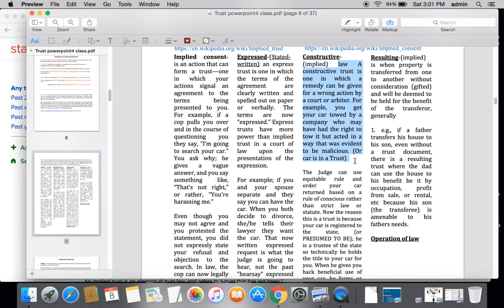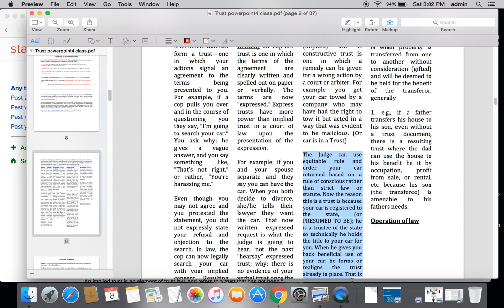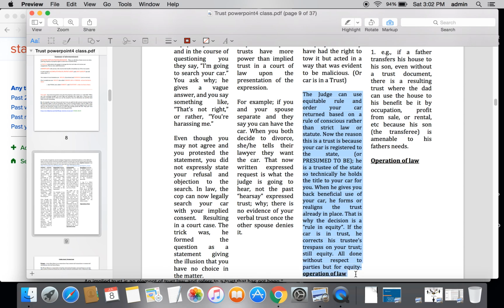Again, a constructive trust is one in which a remedy can be given for a wrong action by a court or arbiter. For example, you get your car towed by a company who may have had the right to tow it, but who acted in a way that was evident to be malicious, or somehow they were unjustly benefited from taking your car. So what happens? The judge can use equitable remedy, or equitable rule, and order that the tow company return your car, based on the fact that it was deemed that they unjustly took it under malicious premises, or they enriched themselves from it, which is what should be done in most cases. But they're getting paid for it, and that's unjust enrichment.